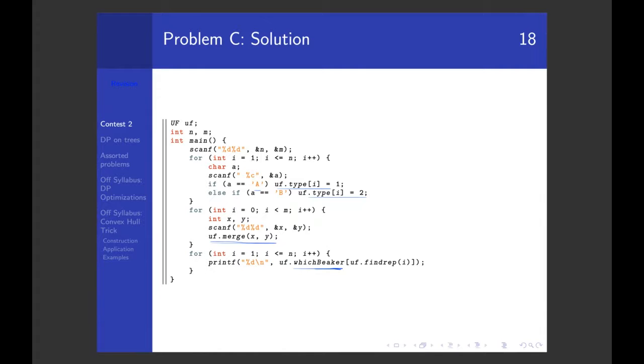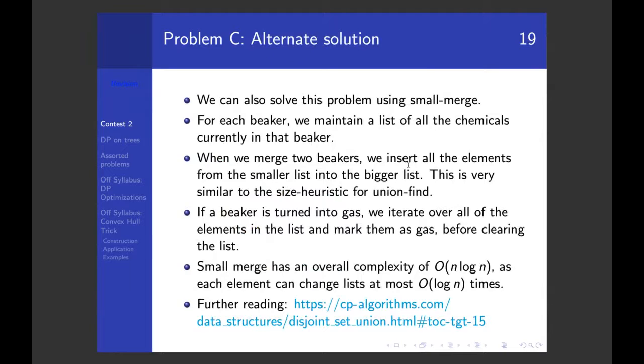Okay, so that's one solution to problem C. There's also a second solution, which uses small merge. For each beaker, we maintain a list of all the chemicals currently in that beaker. When we merge two beakers, we insert all the elements from the smaller list into the bigger list. This is very similar to the size heuristic for union find.